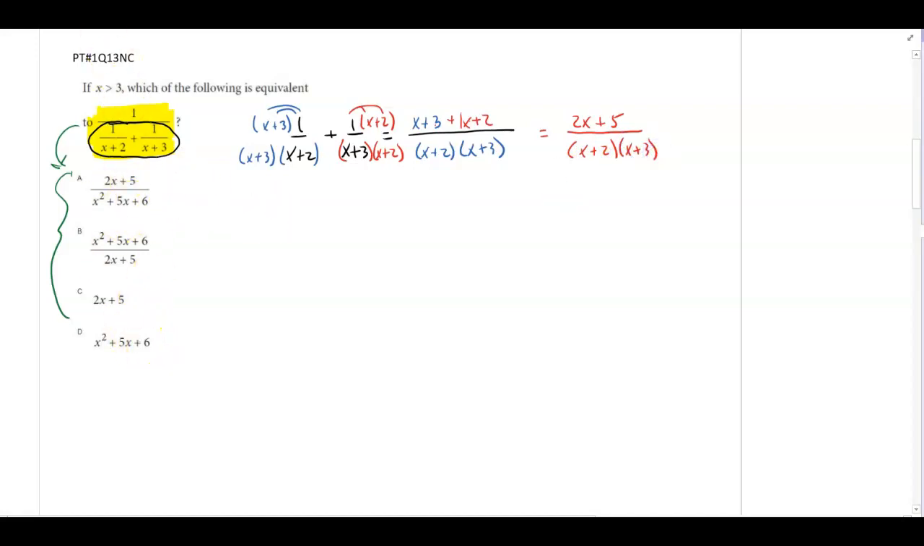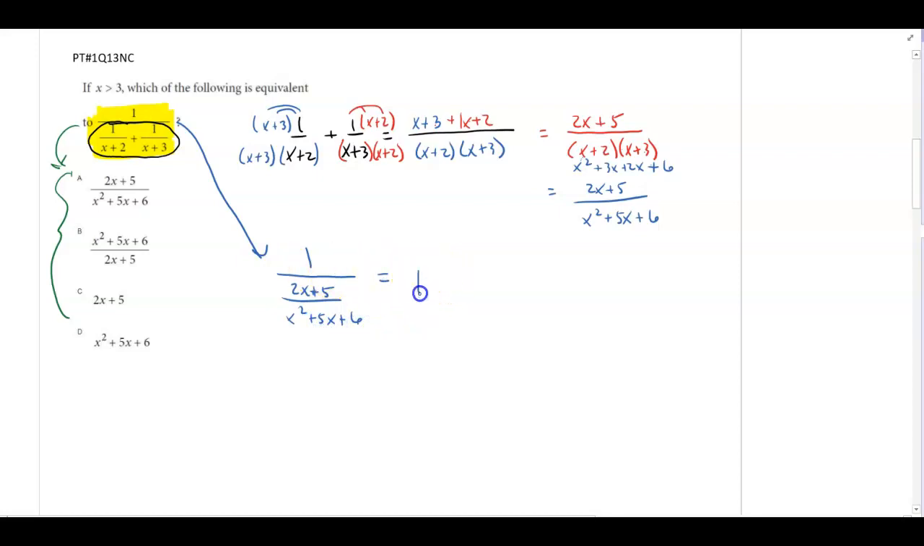Now, when I look here, you have to recognize that the answers don't use x plus 2 or x plus 3. What they basically do is multiply these out. So this would be the same as 2x plus 5 over, if I FOIL this out, x times x is x squared, x times 3 is 3x, 2 times x is 2x, 2 times 3 is 6. So I would get x squared plus 5x plus 6. So now what we're going to do is rewrite this problem as 1 over 2x plus 5 over x squared plus 5x plus 6.